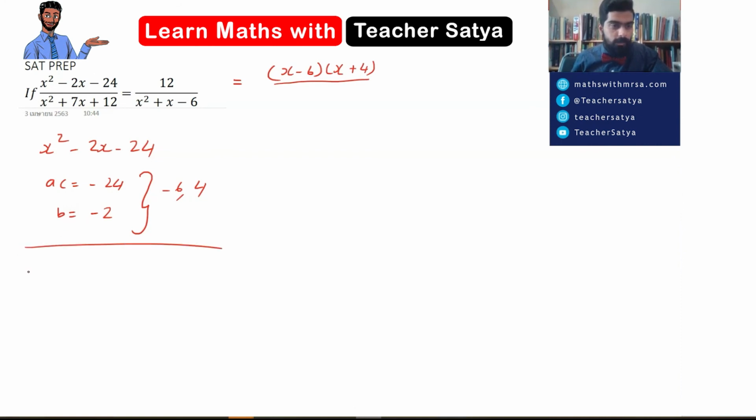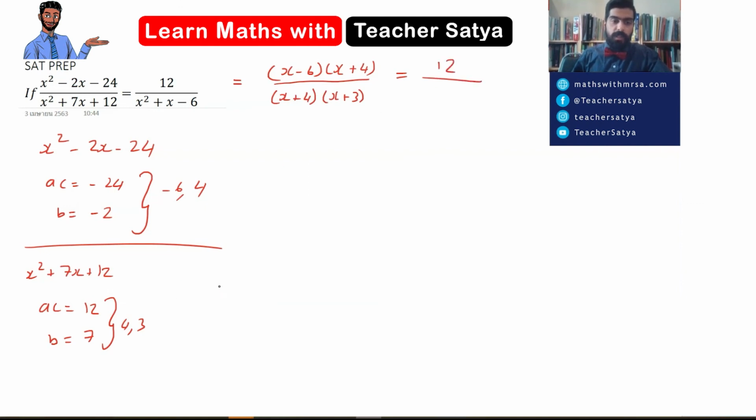Let's see, x squared plus 7x plus 12. Right guys? X squared plus 7x plus 12. So two numbers multiply to give us 12, and those two numbers add up to give us 7. And we know it is 4 and 3. Right guys? 4 times 3 is 12, 4 plus 3 would give us 7. So in this denominator we would have x plus 4 and x plus 3. And this is equal to 12 over, let's see here, the next one.